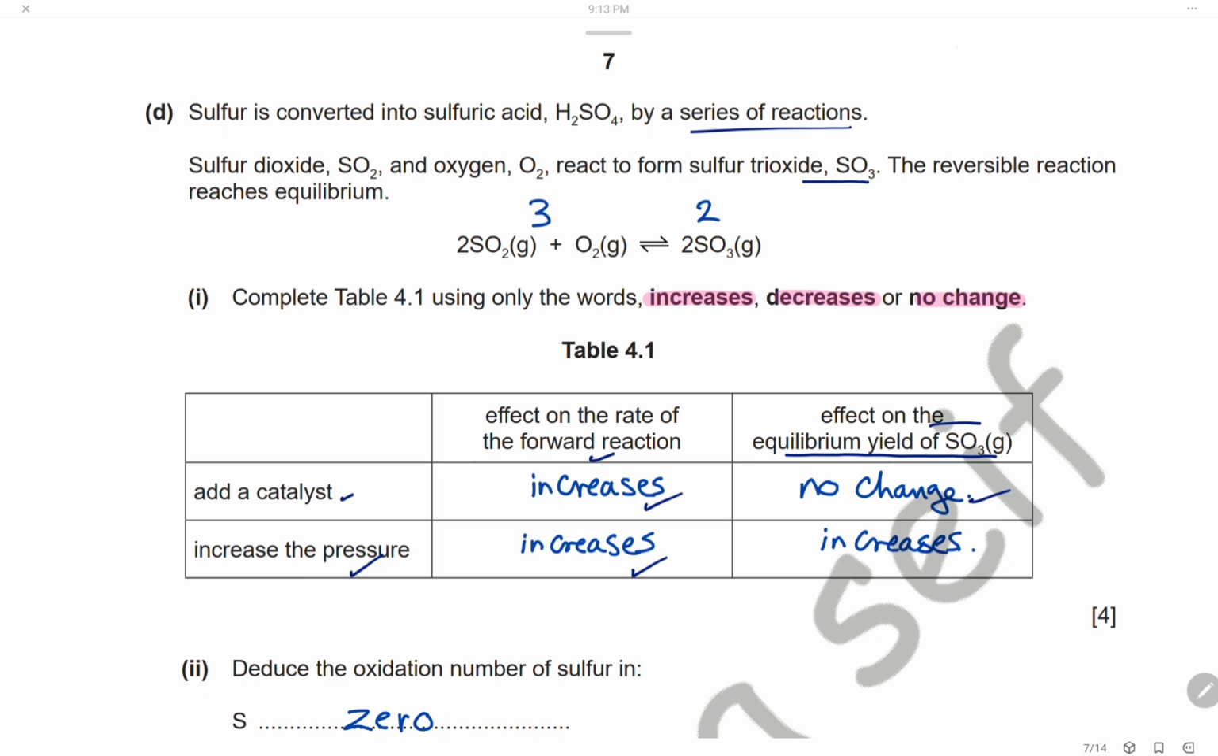How does the pressure affect the yield of sulfur trioxide? We have to refer back to the equation and count the number of moles on each side. We have on the left side 3 moles and on the right side 2 moles. So if we increase the pressure, the equilibrium will be shifted to the side with fewer moles. That means it will be shifted right, and this will increase the equilibrium yield of sulfur trioxide. So the yield will increase.